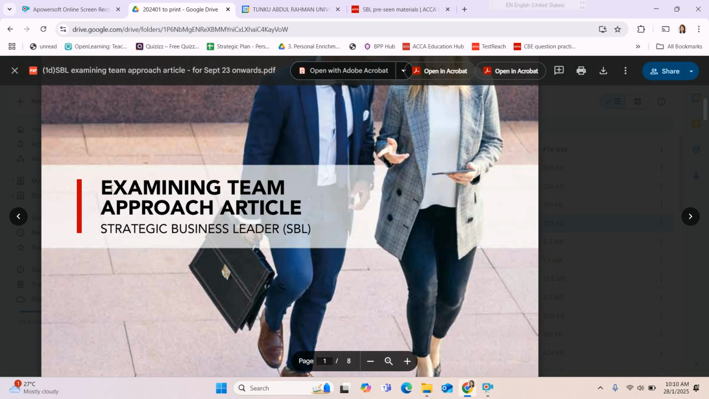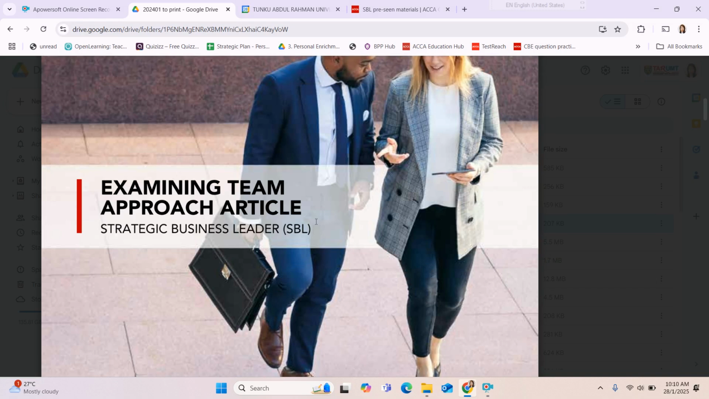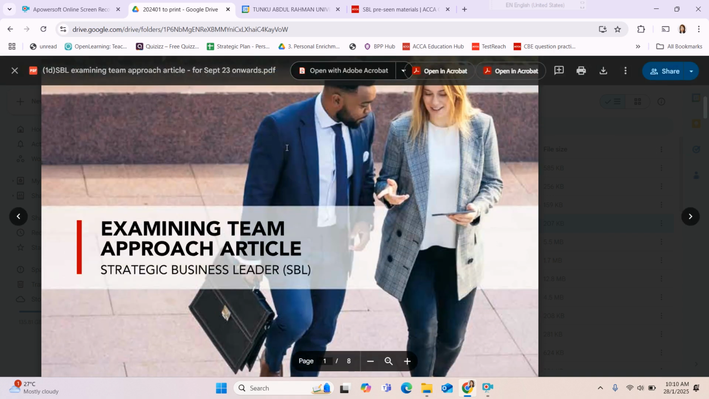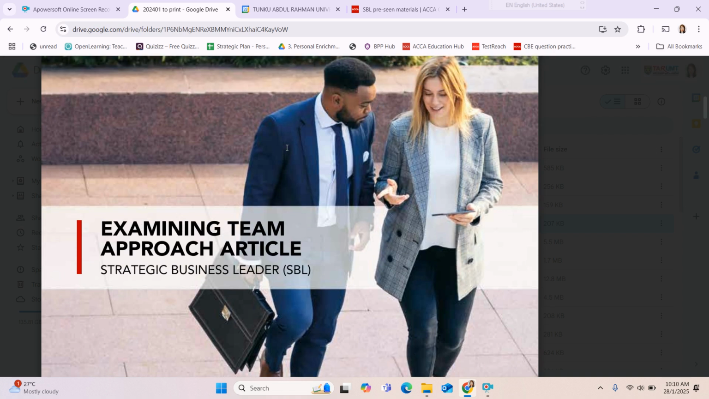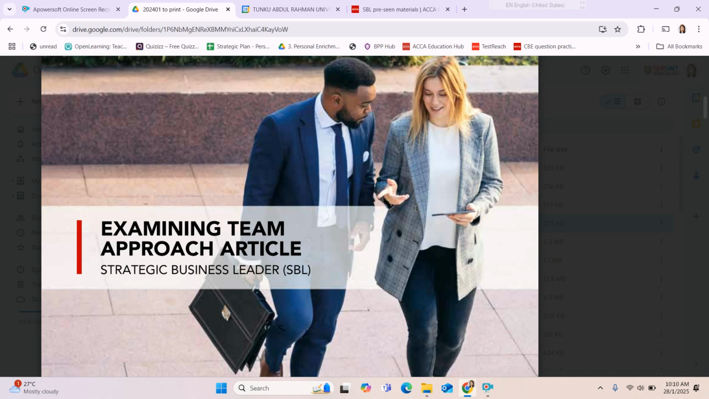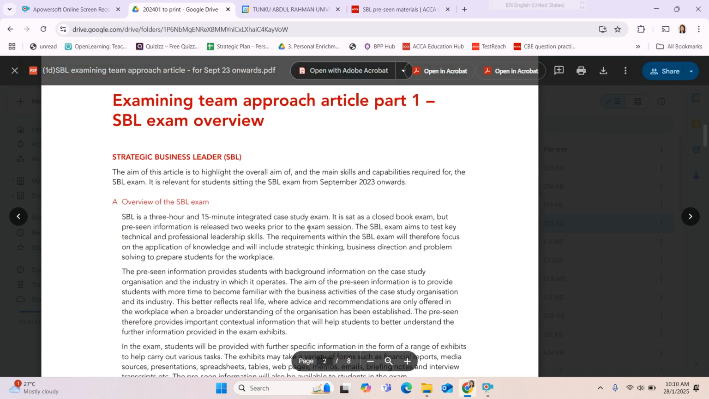I would like to go through this article with you, examining team approach article for strategic business leader SBL. This article you can get from the ACCA website where you can download it. The article was issued to prepare students for the September 2023 exam onwards, so it will be relevant to your exam as well, right? It's not relevant to the old structure, but it is relevant to the new structure. So let's go through a little bit about this article.